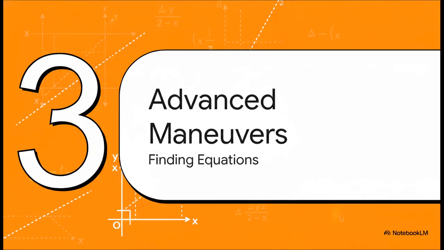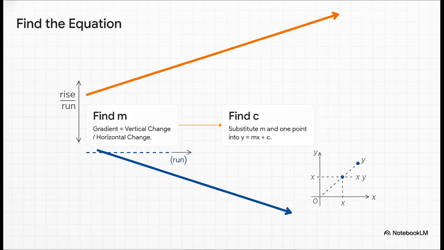All right, time to level up to Section 3, Advanced Maneuvers. This is where we work backward from a visual graph to find the actual algebra. Let's look at a worked example. Here is your exact algebraic blueprint to calculate the gradient and find the full equation using just 2 points. First up, find your steepness.